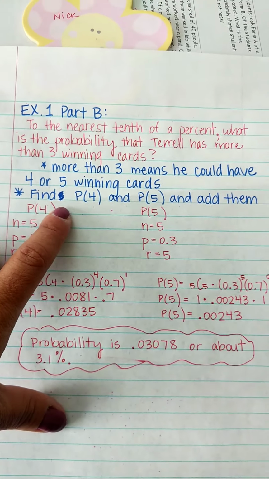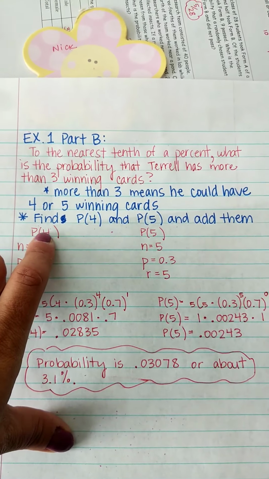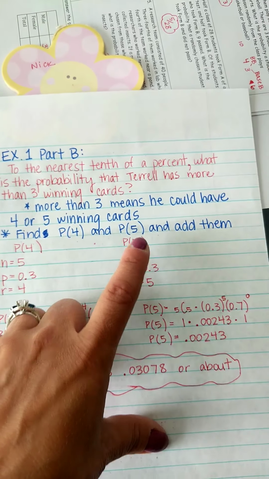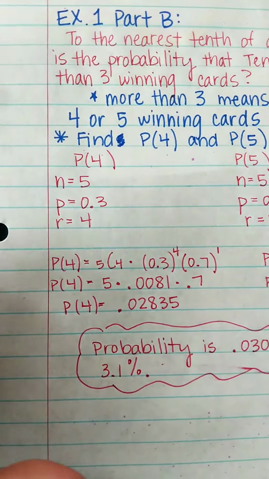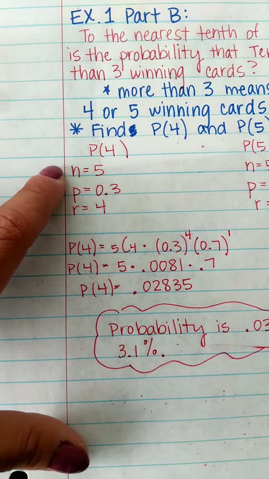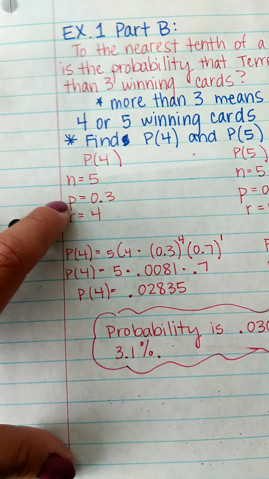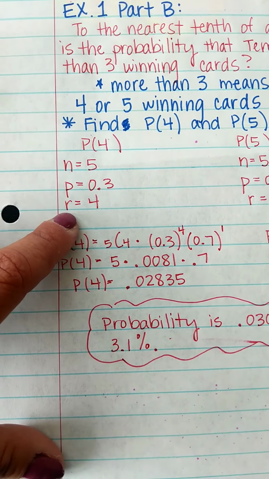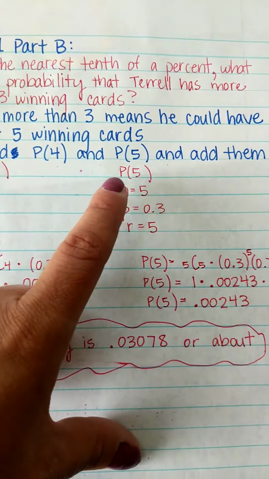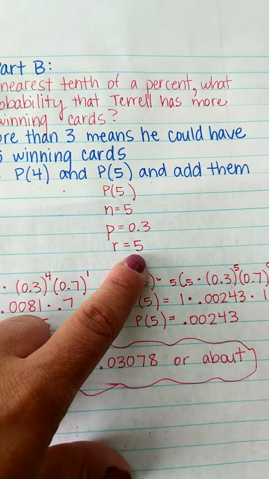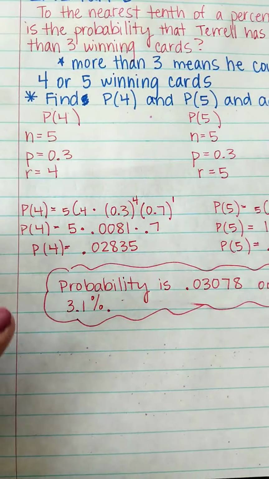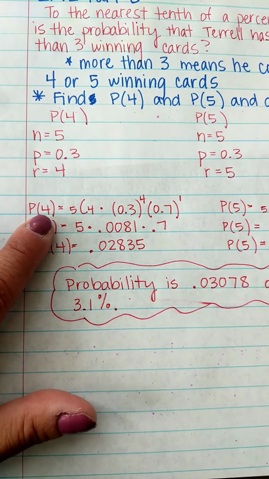cards. So what we're going to do is we're going to find the probability of him having 4 winning cards, the probability of him having 5 winning cards, and then we're just going to add those probabilities. So starting with the 4, still 5 trials, still 30% chance of win, but now the number of successes is 4. For the 5, still 5 trials, still that 30% chance of winning, but now he's winning all 5. Okay, so individually, I plug them into that same formula.